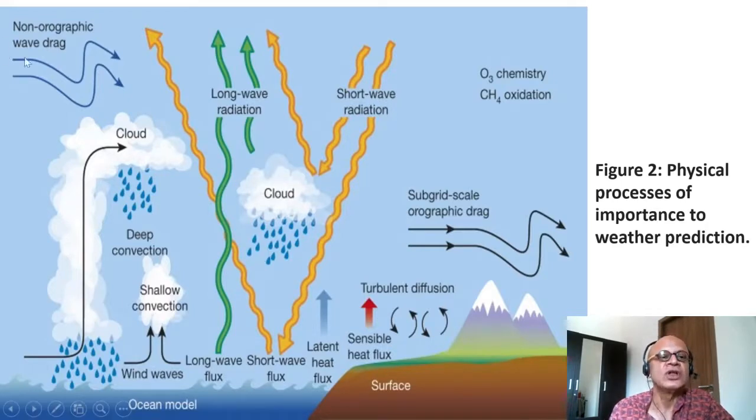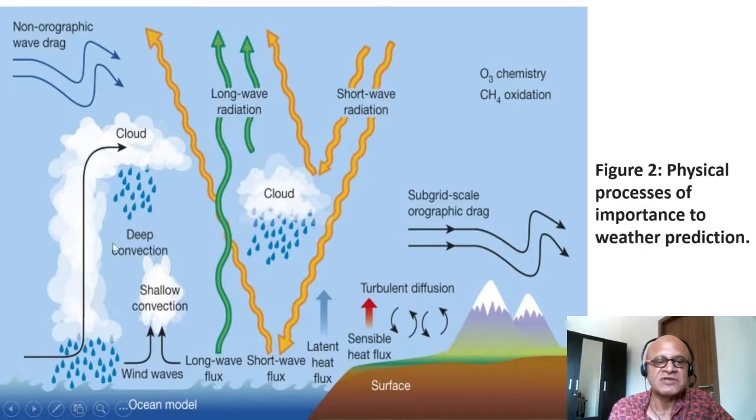So non-orographic wave drag, if you don't know what that is, don't worry about it. When there are waves in the system and they bend and fold, you can imagine that there is going to be some kind of a friction between different layers of the system. Of course, there are cloud processes which are not completely represented from first principles, like the energy equation, momentum equation, thermodynamic equation, continuity equation, and so on. You don't have a full-blown equation for cloud which goes from molecular scale to these synoptic scales.